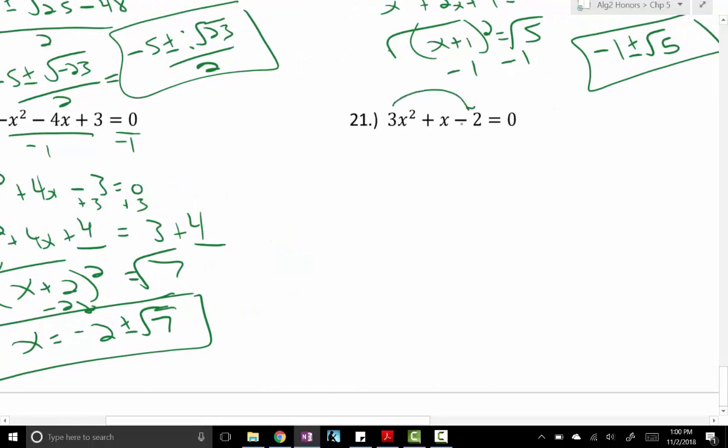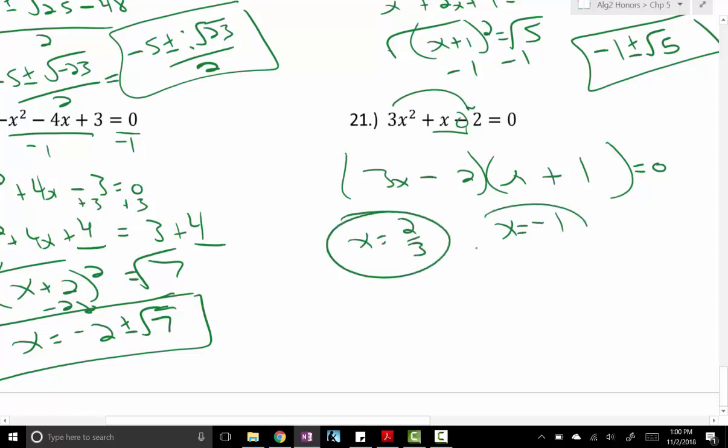Alright, do we have 6 that subtracts to give me 1? You betcha. 3x and x. And 1, so plus 3 minus, make sure we finish this thing out. Negative 1 over here, 2/3 over here.